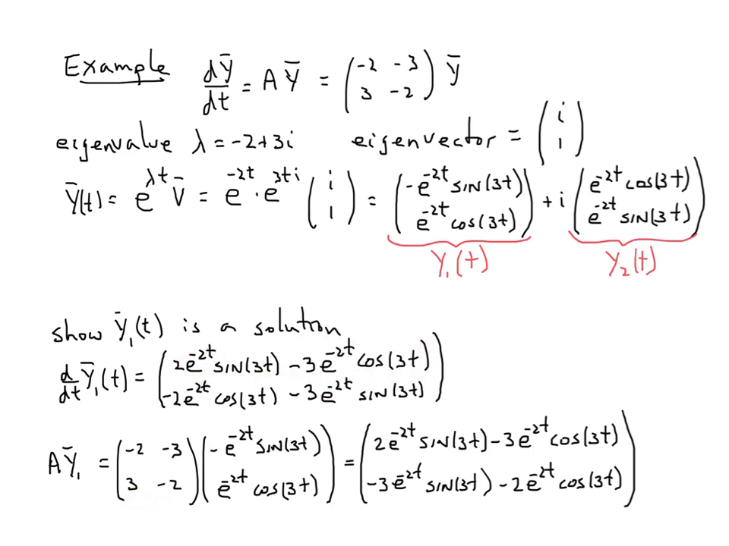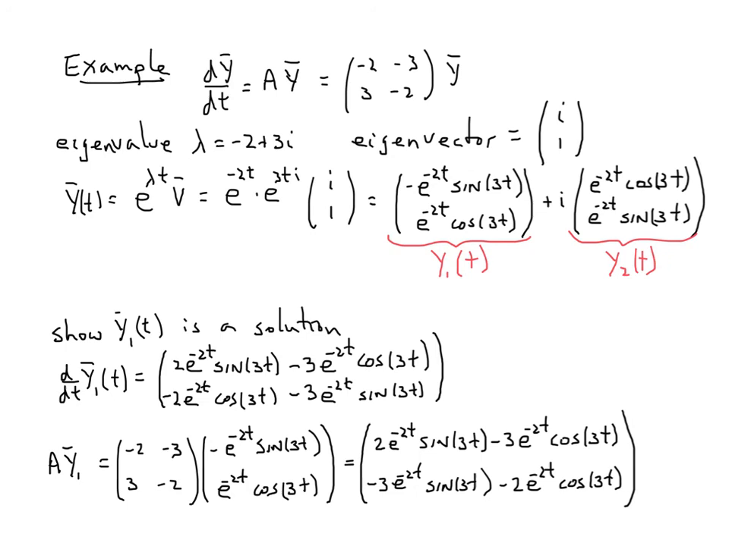This one does it in reverse order. This row times this column gives me 3 times this minus sign, so negative 3 e to the minus 2t sine 3t, minus 2 e to the minus 2t cosine 3t. That's minus 2 being multiplied by this term. And this is just in reverse order. Here we have minus 2 e to the minus 2t cosine. Here we have minus 3 e to the minus 2t sine. Okay? So sure enough, this guy is a solution. And in the exact same manner, you'll show that this is a solution.